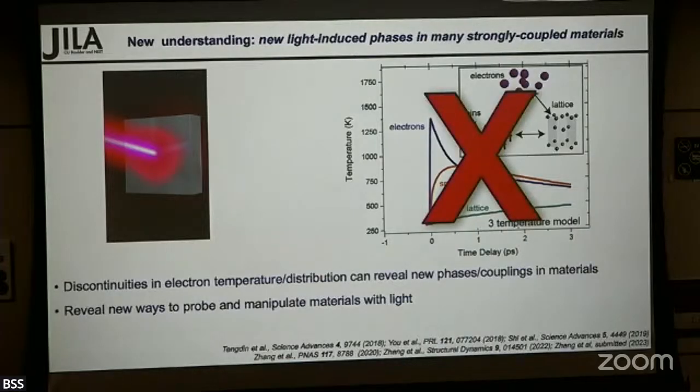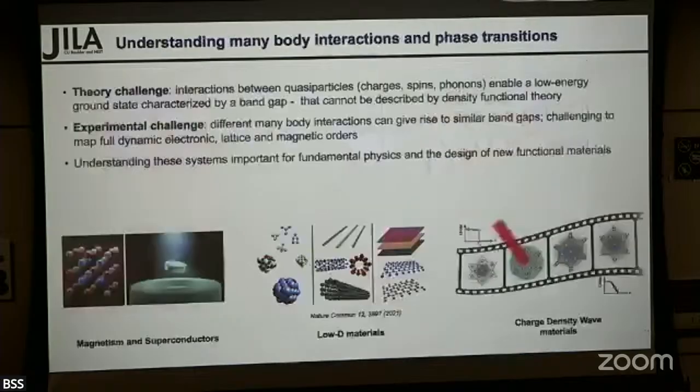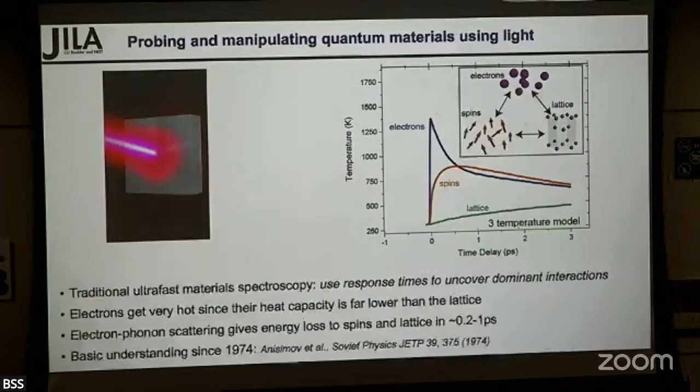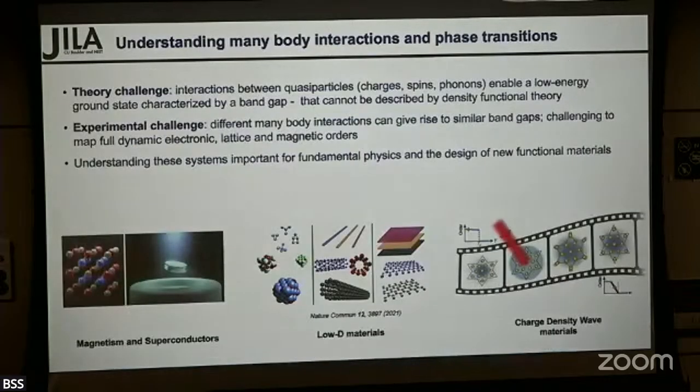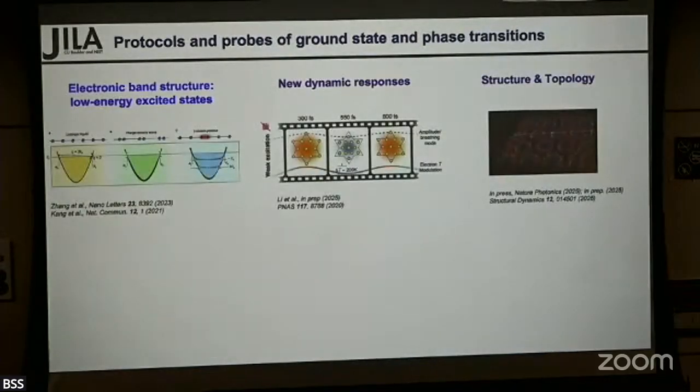And it turns out that if you have a phase transition during that excitation, there is no reason for that electron temperature to behave monotonically. In fact, you should see jumps and all kinds of things as the heat capacity changes depending on the coupling. And in fact, we can see that. Okay, so you know all this.